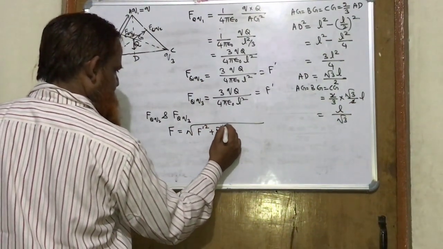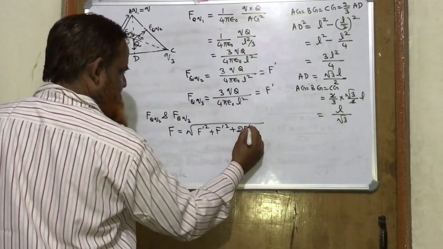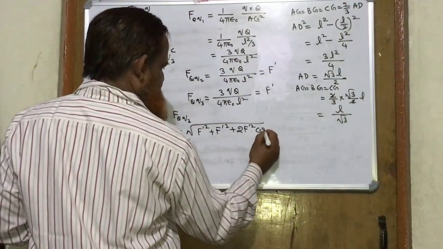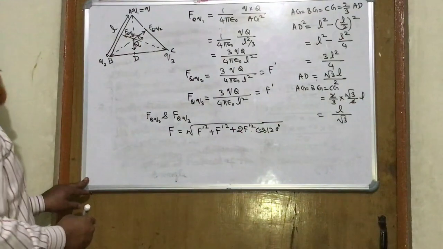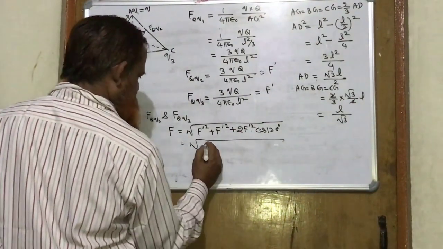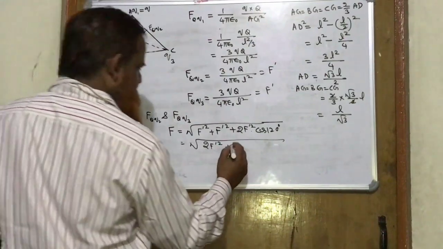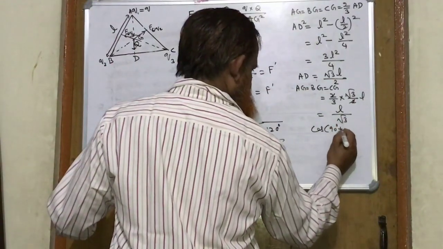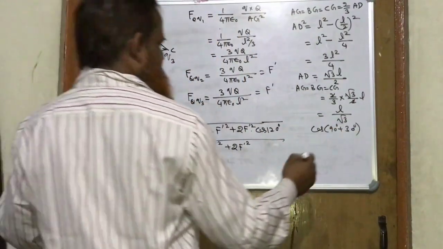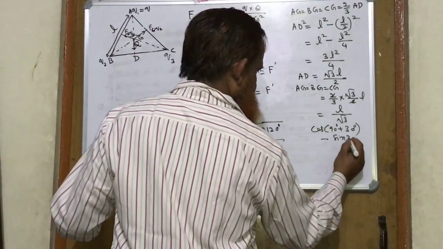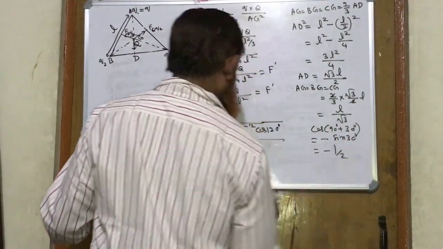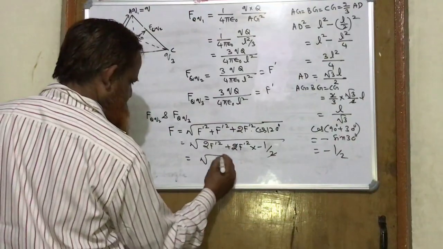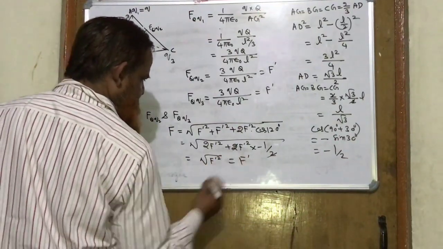F dash square plus F dash square plus 2 F dash into F dash cos 120 degree. You know that it will be F dash square plus F dash square plus 2 F dash square cos 120 degree, and cos 120 degree is cos of 90 plus 30, which is minus sin 30, so it will be minus half. You will get F dash square only. It means the resultant is F dash.